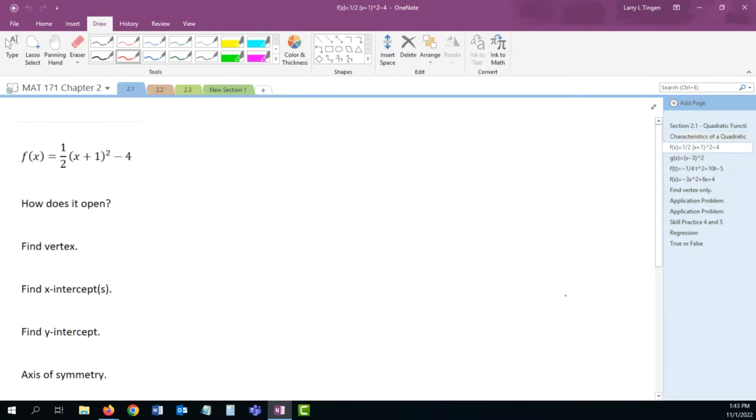So let's just dive in and handle the first question. All right, so f of x is 1/2 quantity x plus 1 closed quantity squared minus 4. So how does it open, up or down? Well, tell me what a is first. Can anybody tell me a without doing the math out?